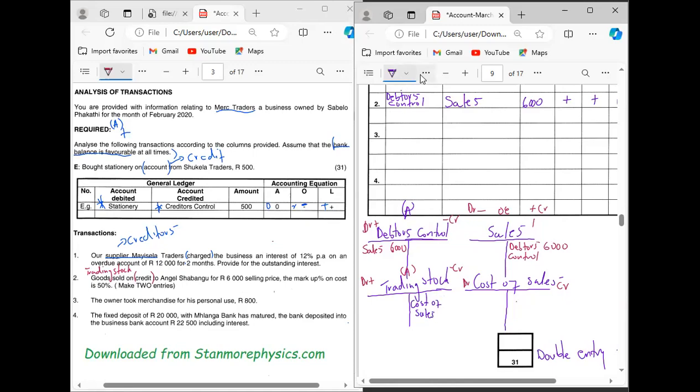Can I just do this so that we can have enough space.